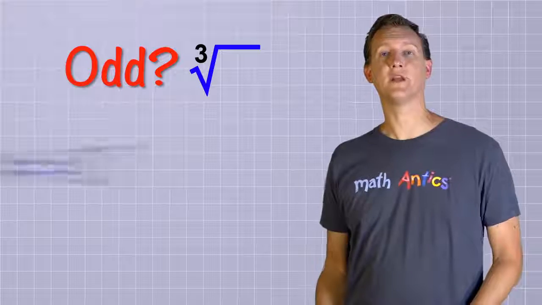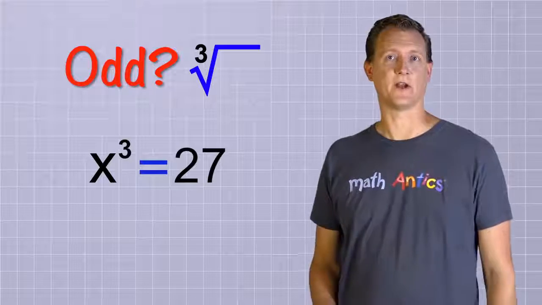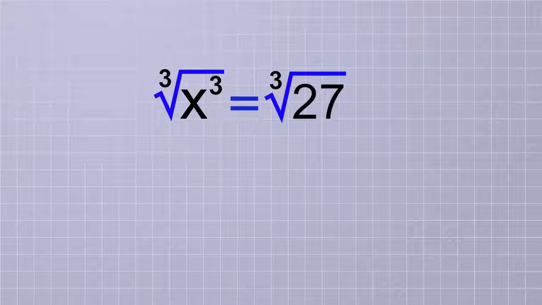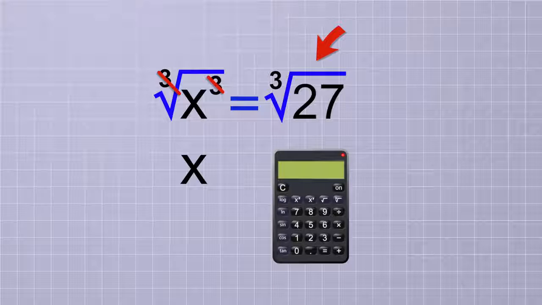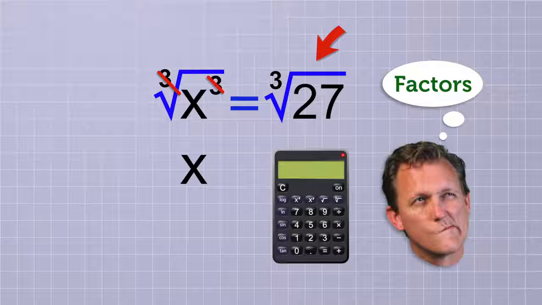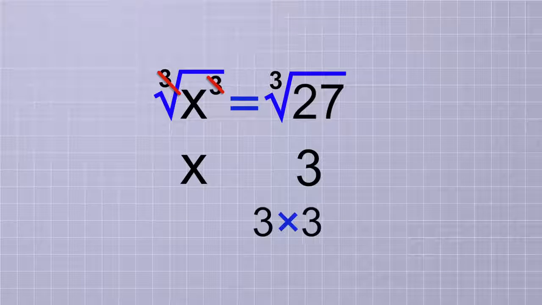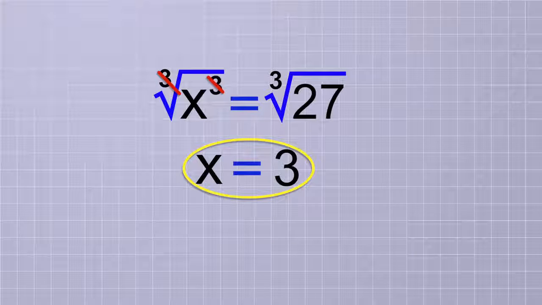Like, what if we have to solve the equation x cubed equals 27? To solve this equation for x, we need to take the cube root of both sides. On the first side of the equation, the cube root will cancel out the cube operation that's being done to x, leaving x all by itself. And on the other side, we need to figure out the cube root of 27. Using a calculator, or just by knowing about the factors of 27, we see that the cube root of 27 is 3, because 3 times 3 times 3 is 27. So in this equation, we know that x equals 3.